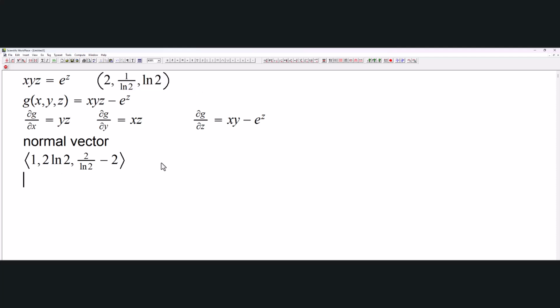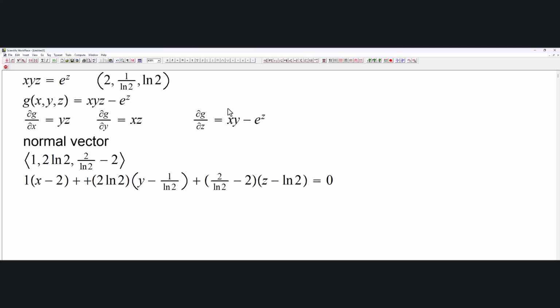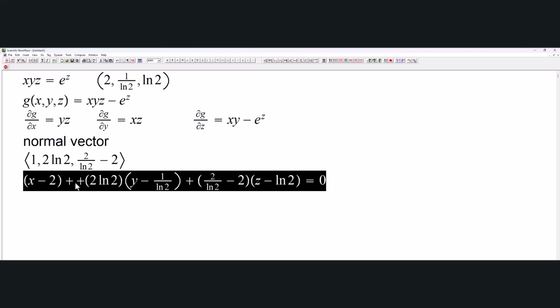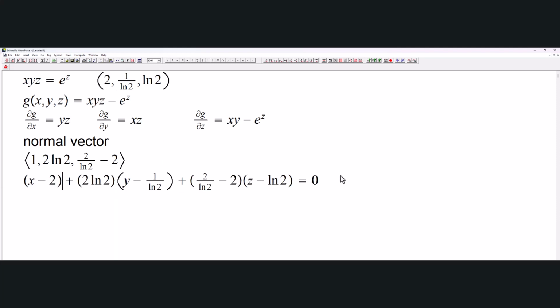So what that will be: the first normal component is 1, so we will write a 1, I'm just formally writing it, and then x minus 2, then plus the second component, that is 2 ln 2, and we use the coordinates. That gives us the equation of the tangent plane at this point as this. And here, let me just get my extra plus sign off.